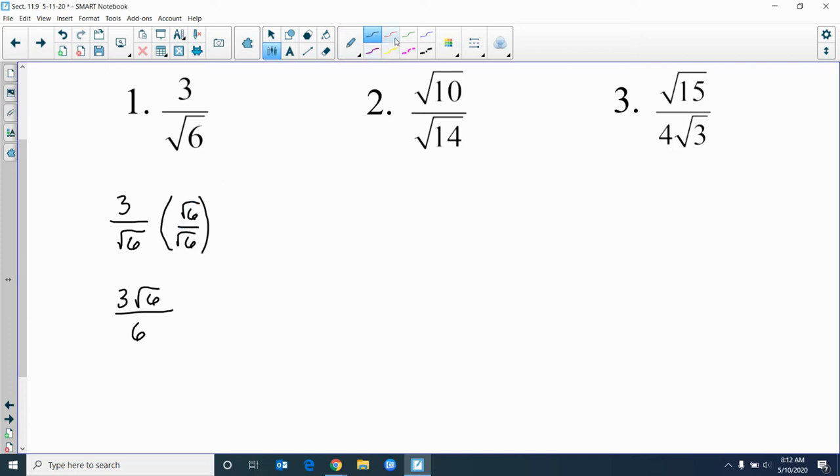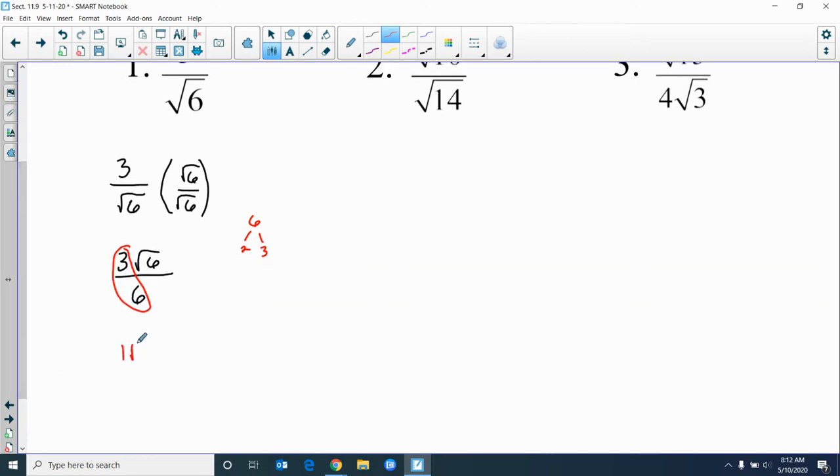Double check, triple check, whether anything will reduce or simplify. Will the 6 in there reduce using the factor tree? Will I get any pairs? No, but the 3 and the 6 do reduce because they're both divisible by 3. And you get 1 square root of 6 over 2, because that reduces to 1/2, so square root of 6 over 2.